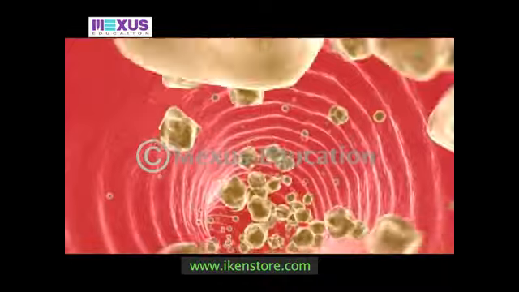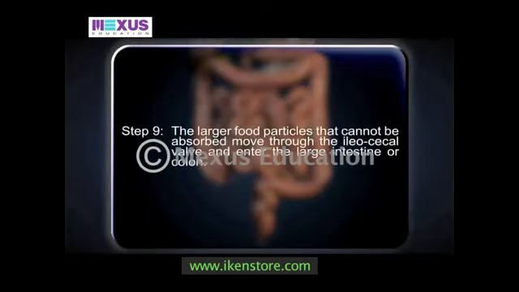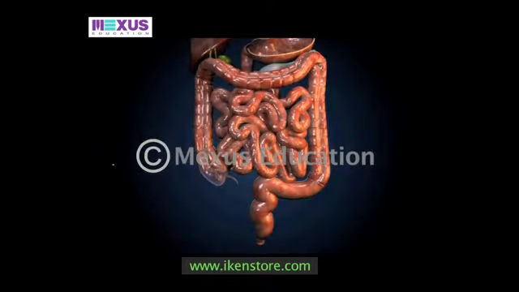The larger food particles that cannot be absorbed move through the ileo-cecal valve and enter the large intestine or colon. The colon absorbs water, manufactures minerals and produces mucus. The undigested food gradually solidifies as it moves through the colon. This food is considered as waste formed into faeces.